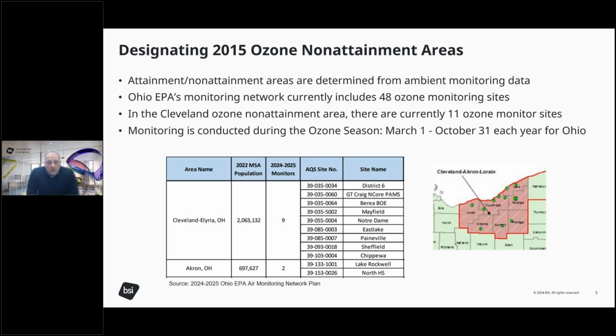So in the Cleveland area, the Ohio EPA is operating 11 monitors. These sites include 9 in the Cleveland-Elyria Metropolitan Statistical Area and 2 in the Akron MSA.